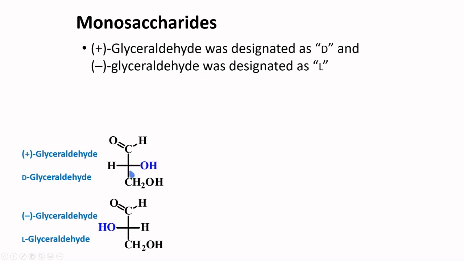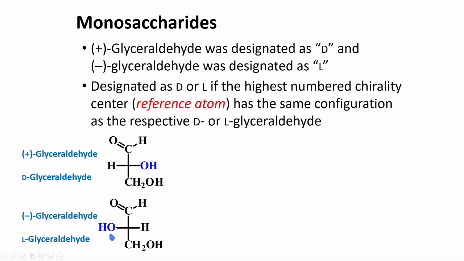When this aldotriose is drawn using the Fischer projection with the carbonyl group on top, the OH group of D-glyceraldehyde is positioned on the right side, whereas the OH group of L-glyceraldehyde is positioned on the left side. For other types of monosaccharides, we similarly use these designations D or L if the highest numbered chirality center, we call it the reference atom, has the same configuration as the respective D or L glyceraldehyde.